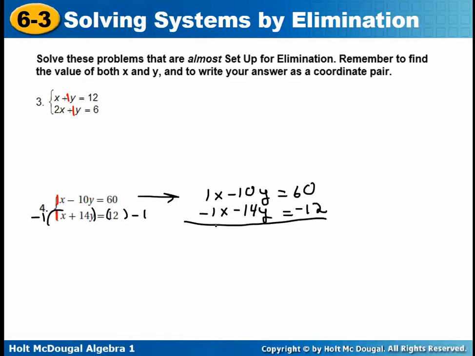Okay, so now I'm ready to go ahead and use elimination. And when I add these together, they will cancel. Negative 10y minus 14y is negative 24y. And 60 minus 12 is, let's see, that would be 48. And then you need to finish this, divide both sides by negative 24, and find what y is equal to.